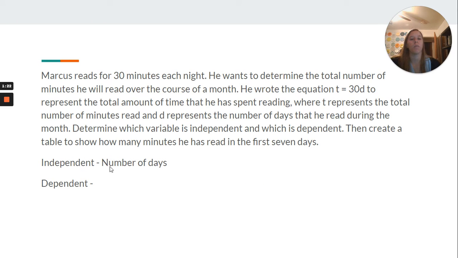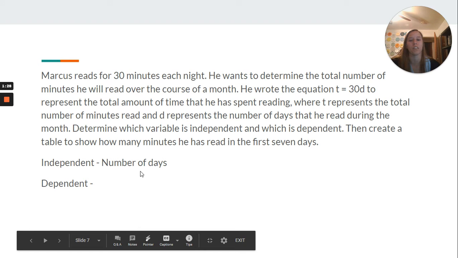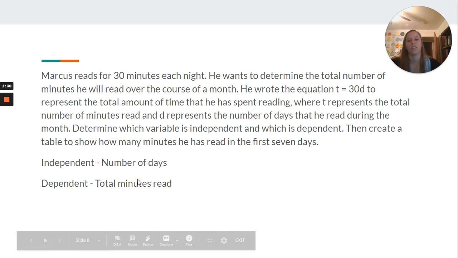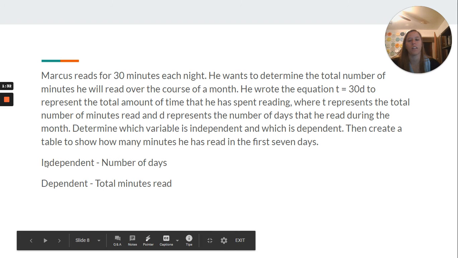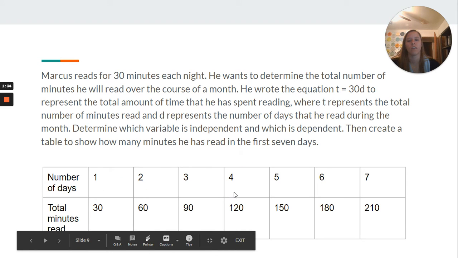So independent is going to be the number of days, because the total number of minutes he reads is dependent on how many days he reads. So total minutes read is dependent on the days. For 7 days, 30, 60, 90. So after 7 days, he'll have read 210 minutes.